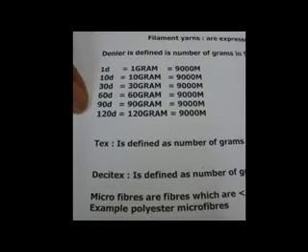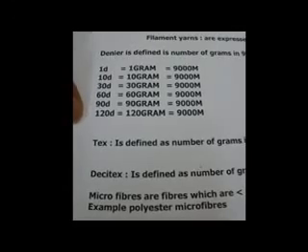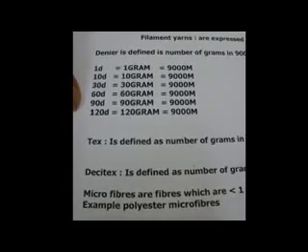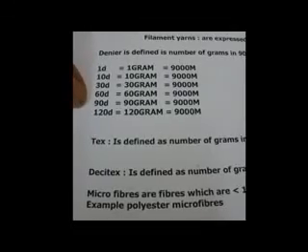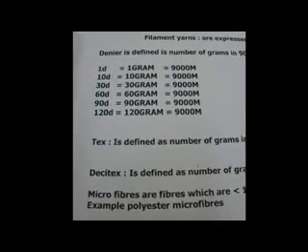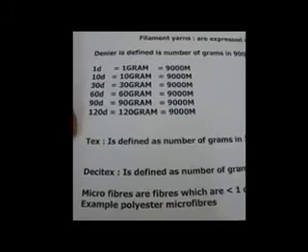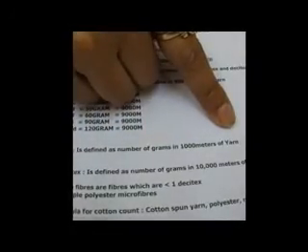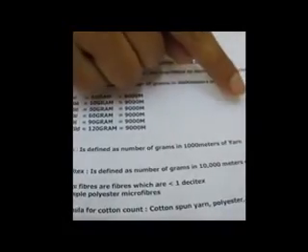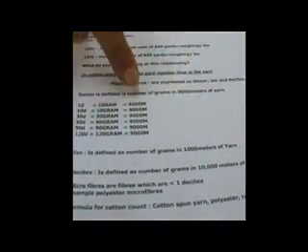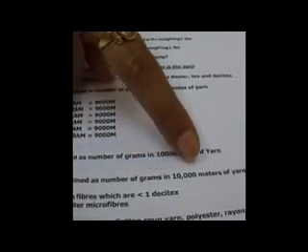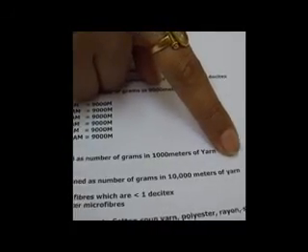Therefore, in fabrics like silk, where the calculations are generally done in denier, the heavier the weight, the more the denier, and the more expensive the fabric. Some countries are also using tex as a system. Tex is defined as the number of grams in 1000 meters of yarn. Please remember, in denier we said the number of grams in 9,000 meters of yarn. Decitex is defined as the number of grams in 10,000 meters of yarn. This is used for microfibers.